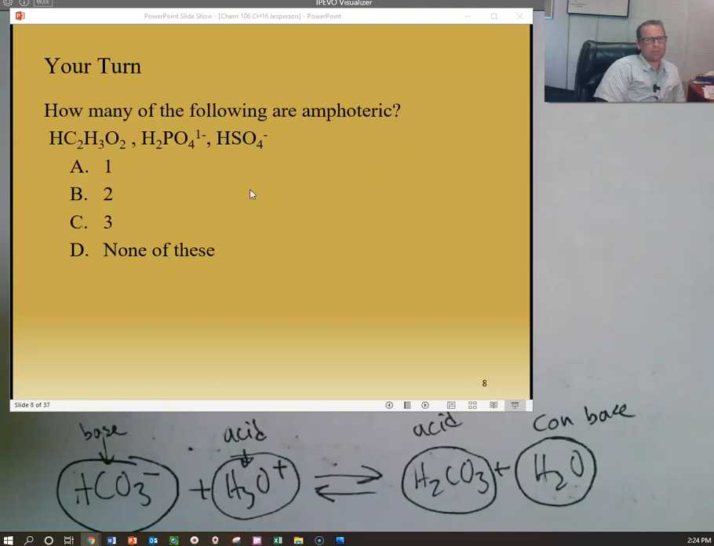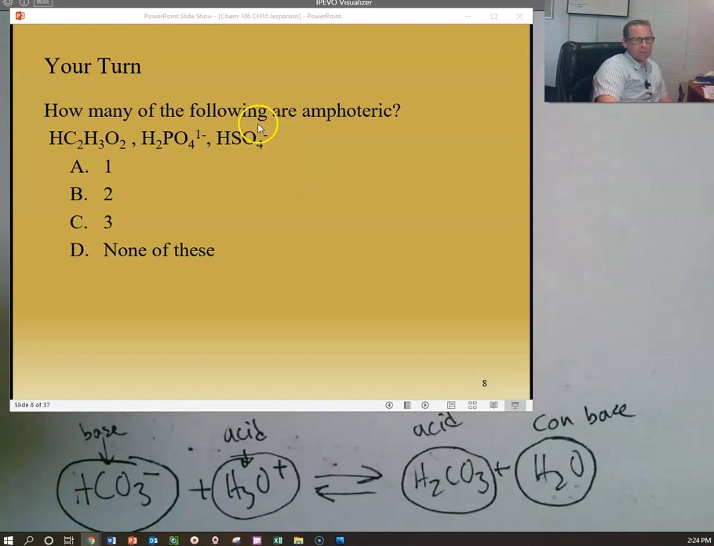Excellent. So, how many of these compounds are amphoteric? Amphoteric means it can give and receive. What do you think, Brielle? I am not 100% sure, but I'm thinking the last two.